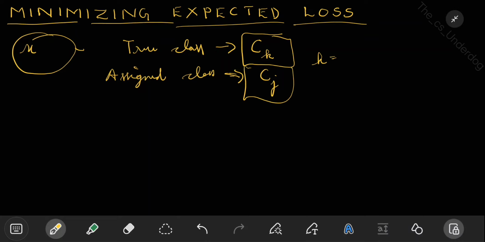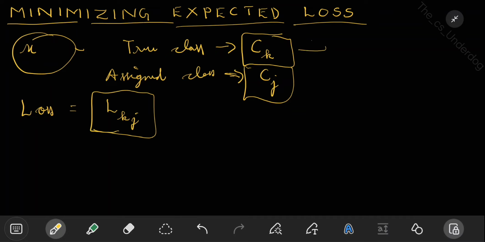So here K may be equal to J, K may not be equal to J. Okay, we'll consider all the cases. J is the class to which you assigned. It may or may not be K, but K is the true class. Okay, this is the scenario. So in this case, what is the loss incurred? Let's say loss is LKJ. So LKJ is the loss incurred if the true class is K and the assigned class is J.